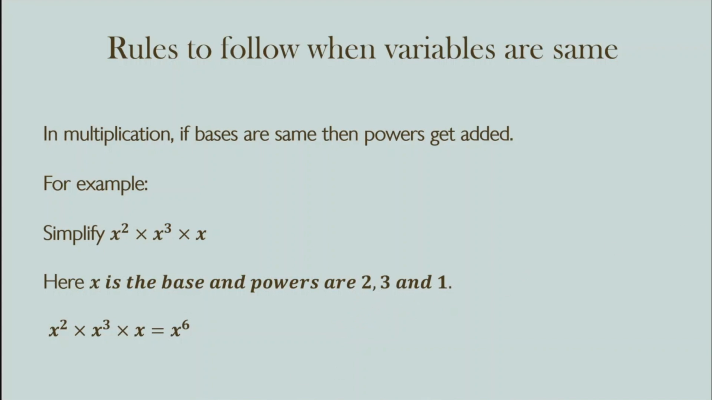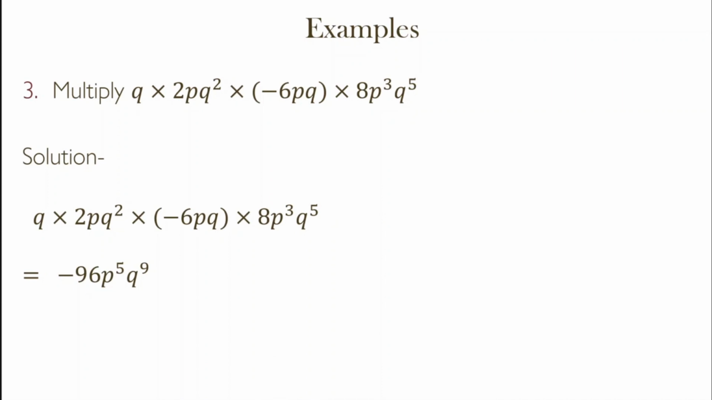Let's look at a few examples related to the same rule. The example says multiply 2pq square with minus 6pq times 8p cube q5. So how will we multiply? Keeping the rules the same, first multiply the signs. As you can see, there is a minus present just one time. It means minus is there an odd number of times, so the answer would be negative. That's how we got a negative answer.